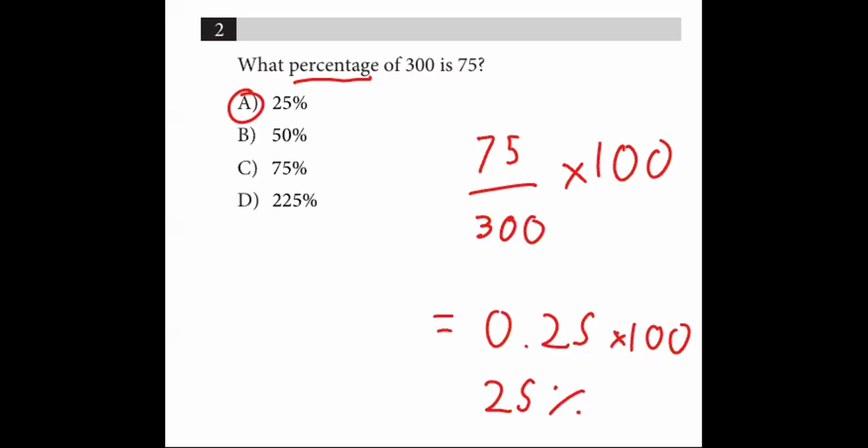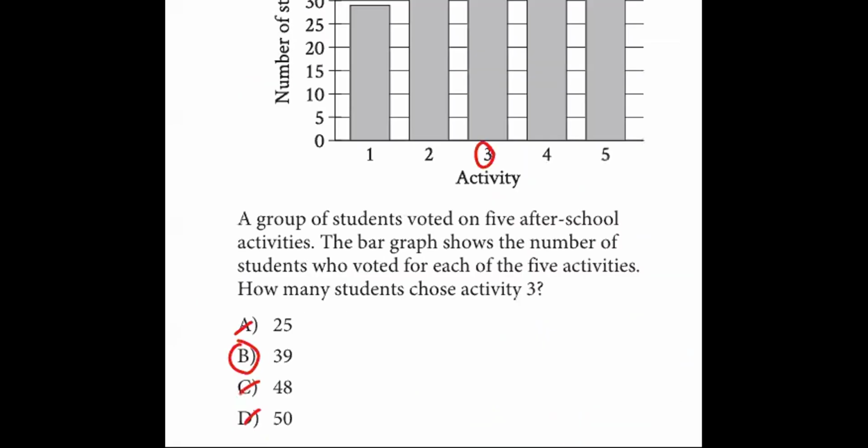Another way you can look at it pretty easily, because these answer choices are pretty spaced apart, is that half of 300 is 150. So 75 is less than 150, so it has to be less than 50%, which automatically rules out the other answer choices. So yeah, question three.